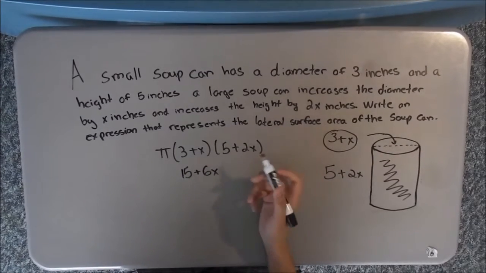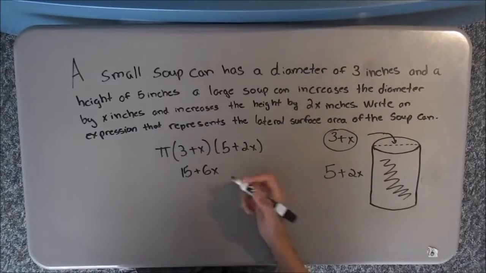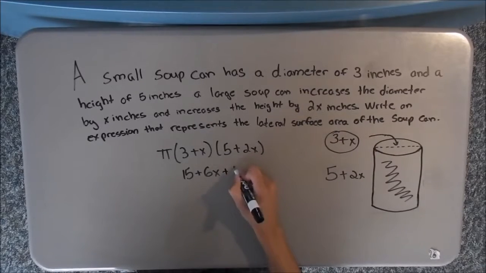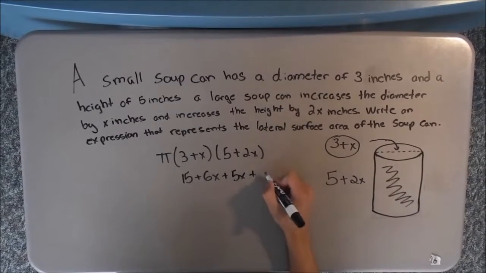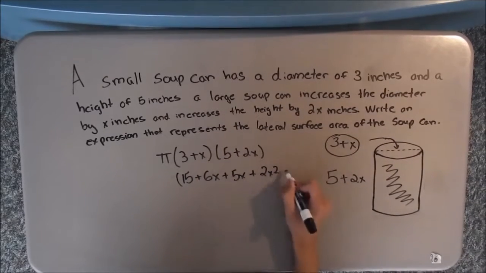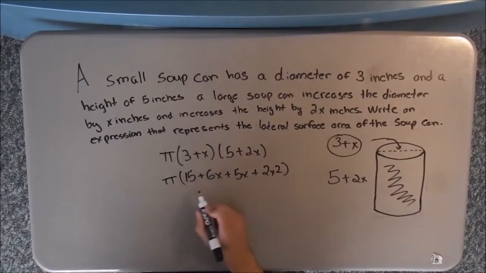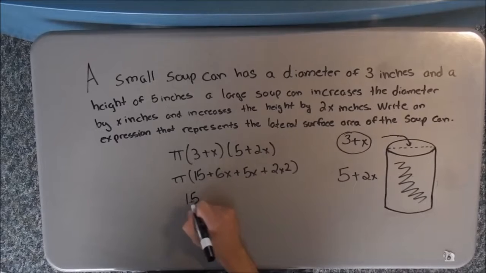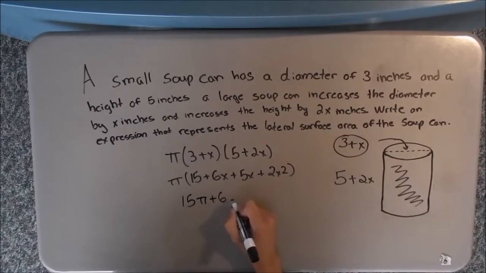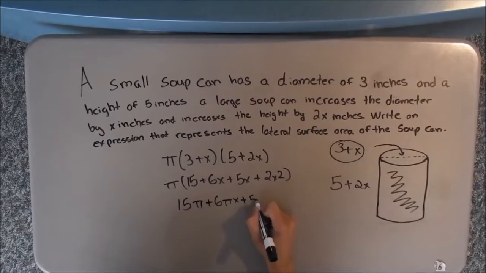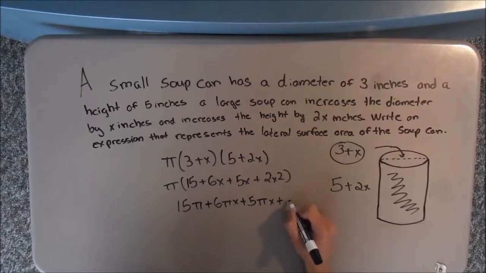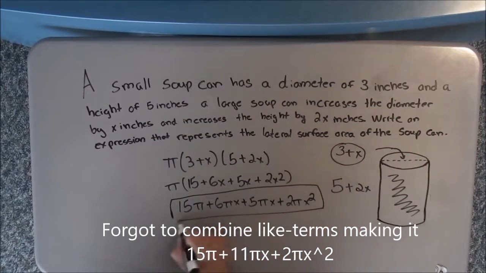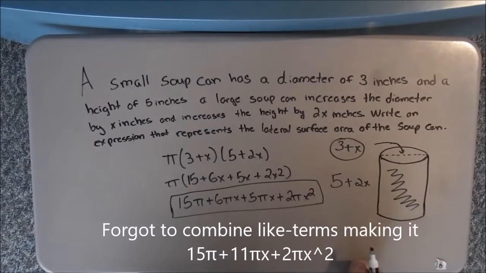I'm choosing to FOIL this because it's pretty simple. As you all know, the FOIL method: first, outside, inside, last. And then we simply distribute pi to all the numbers inside the parentheses. And there is your answer. That is the lateral surface area of the large soup can.